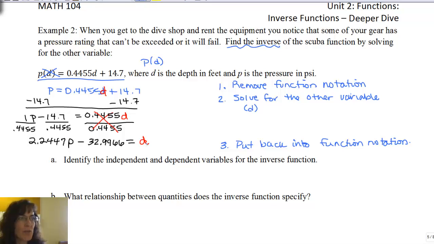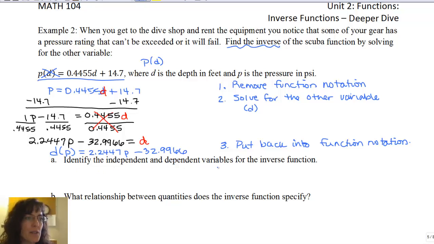But now I have it d equals something in terms of p. So my function notation is going to be the opposite order, and it's going to be d is a function now of p, which equals 2.2447 p minus 32.9966. Now that's in a different order than what I started with, and I do expect that when I swap the variables or solve for the other variable, that I'm going to have it in the opposite order for the function notation. So please notice that it does come out the opposite.